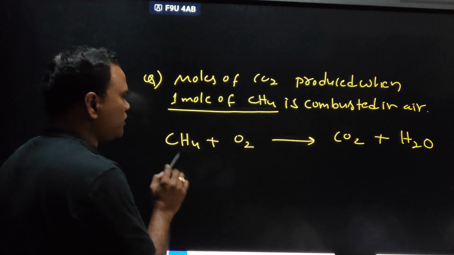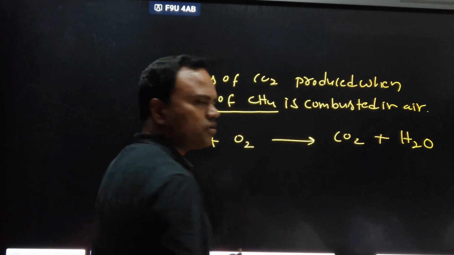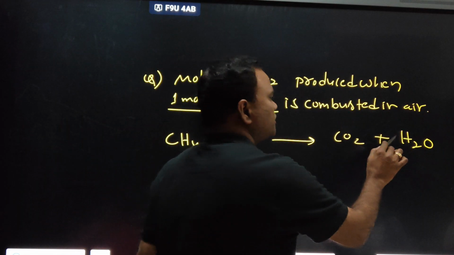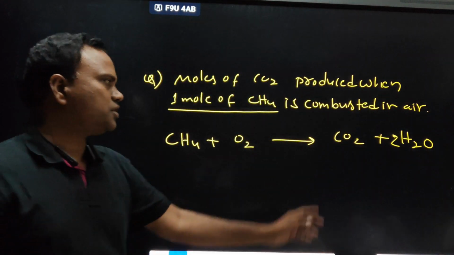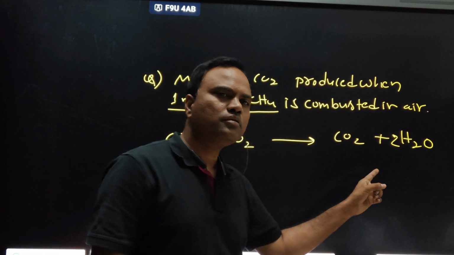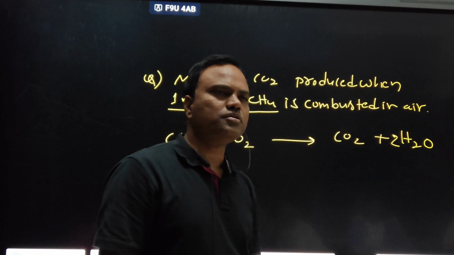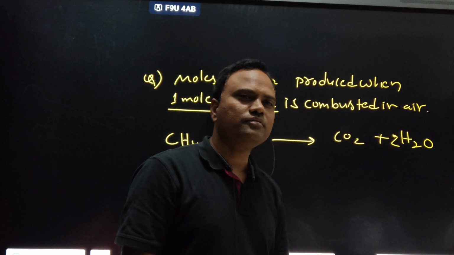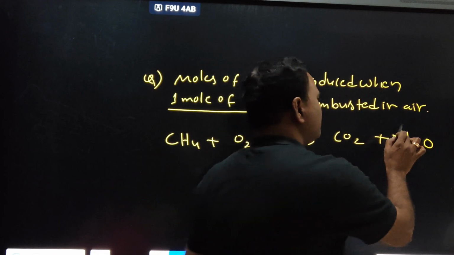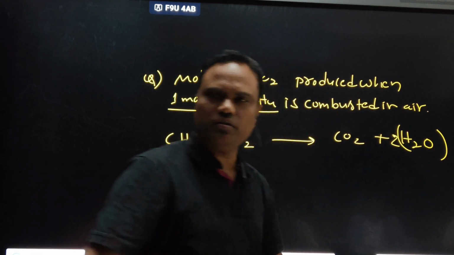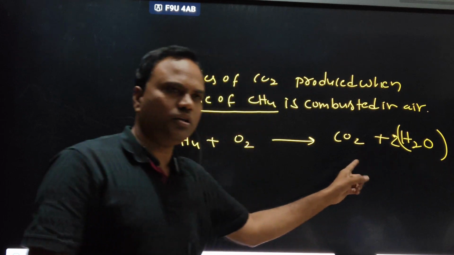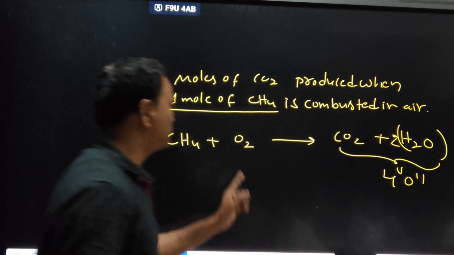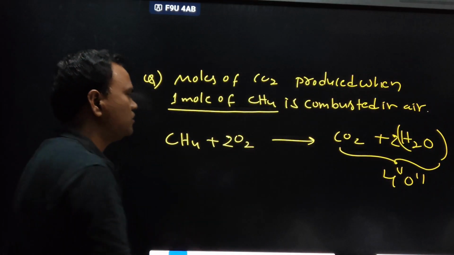Okay? Alright. How many carbons are there? 1 carbon. Here also 1 carbon. Balanced. How many hydrogens are there? 4. Keep 2 here. On this side, how many oxygens are there? 4. 2 into 1, 2. Here 2. 4 oxygens. So here we have to keep 2.